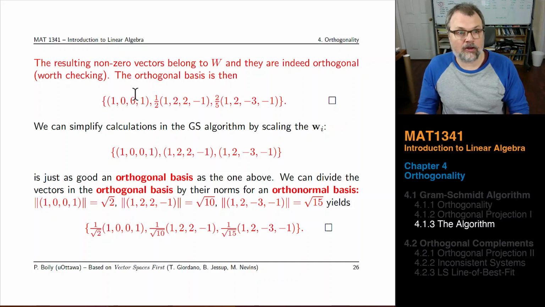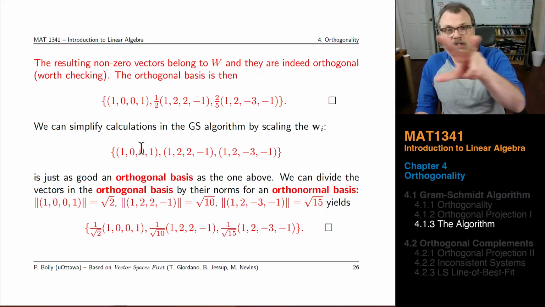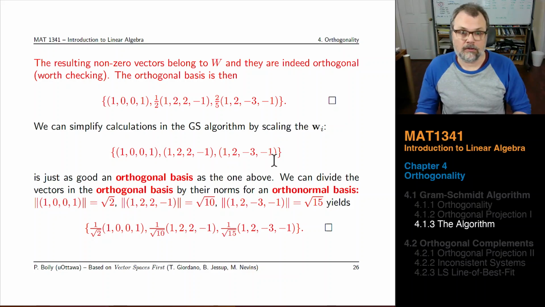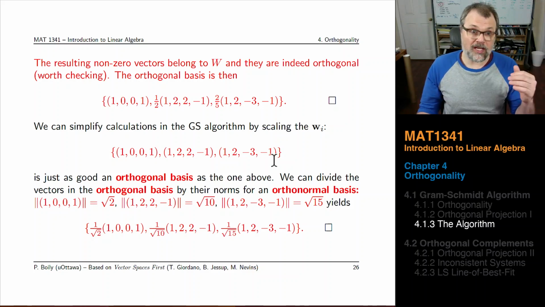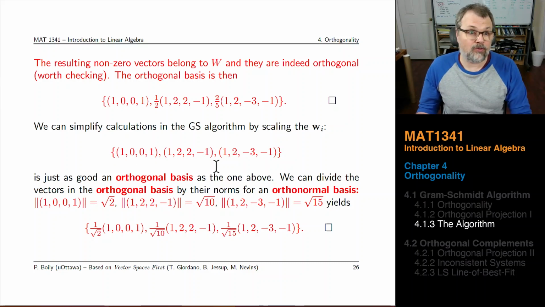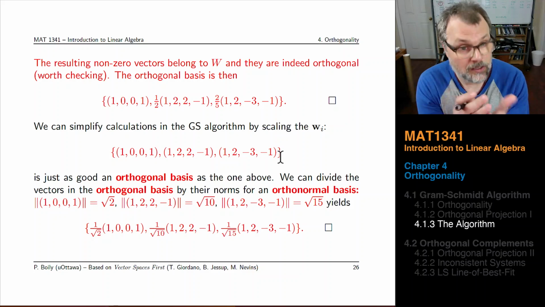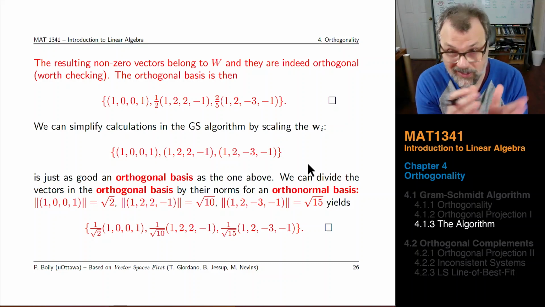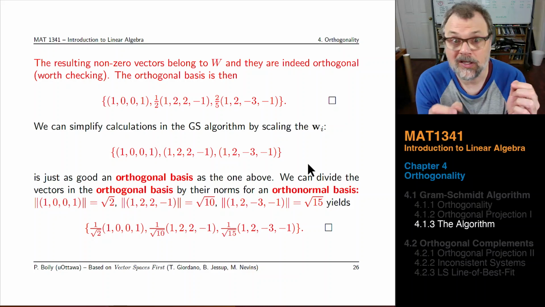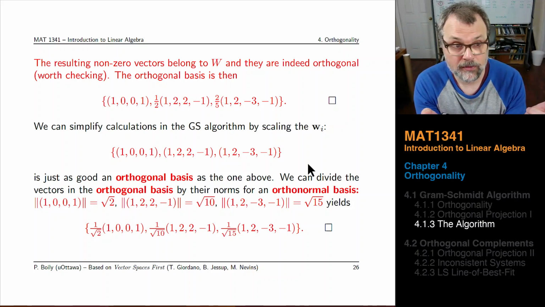It is also orthogonal, as you can easily verify by doing the dot products of all of the pairs. Do it if you're not sure. If you wanted to get an orthonormal basis, you would take these vectors and divide them by their lengths. So the length of 1, 0, 0, 1 is the square root of 2, the length of 1, 2, 2, minus 1 is the square root of 10, and the length of 1, 2, minus 3, minus 1 is the square root of 15. If you don't know how to do this, you need to figure it out. It's easy, right? You just compute the square root of the sum of the squares of the constituents.